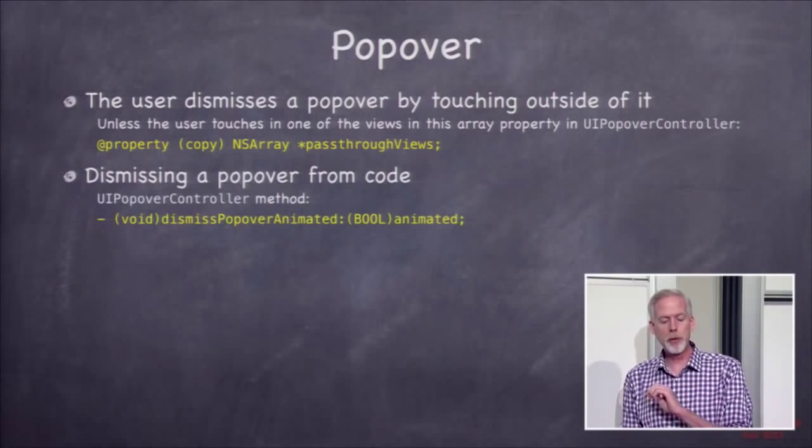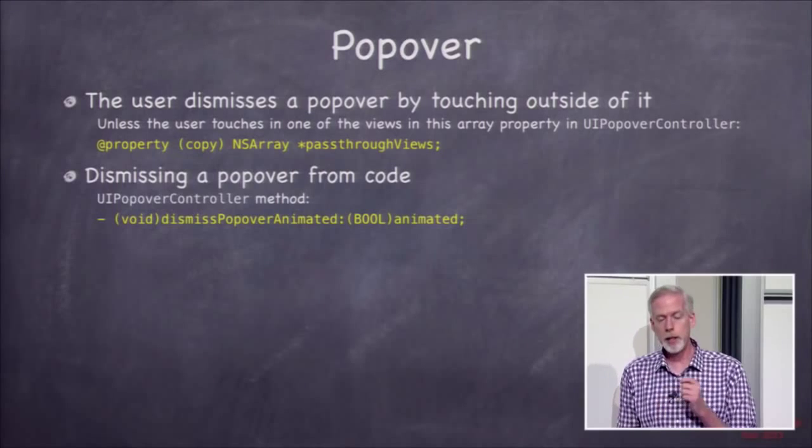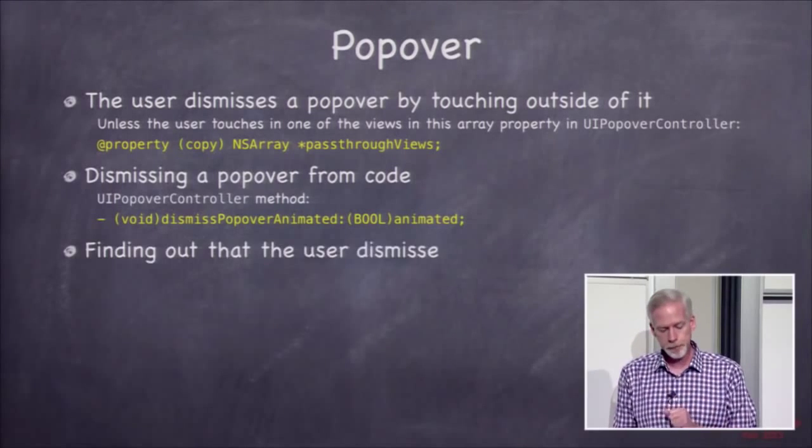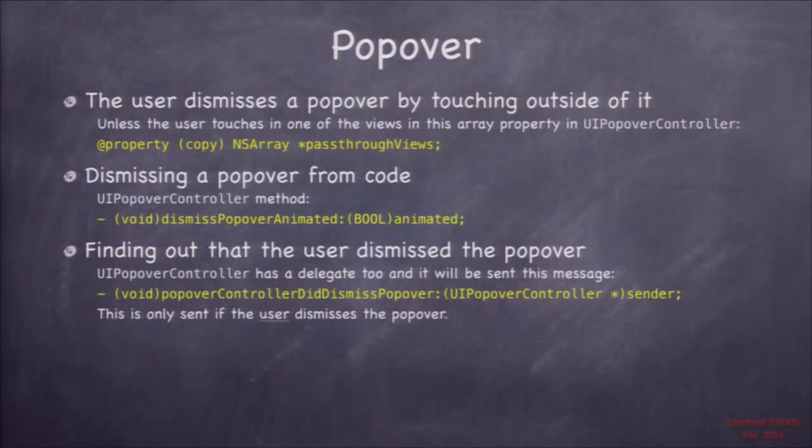You can dismiss popovers from code by just saying dismiss popover animated in UI popover controller, and that will dismiss it. And you can find out if the user dismissed it using popover controller did dismiss popover. This is a UI popover controller delegate method. So the UI popover controller has a delegate, and if you set that delegate, you'll get this message when the user dismisses the popover. You usually don't need to find this out, but sometimes you want to know. Okay, so that's popovers. I'm not going to ask you to do popovers in your homework this week. I'll try to fit it into next week's, and it's not in my demo either. So popovers are going to remain probably a little bit fuzzy to you until we do a demo.